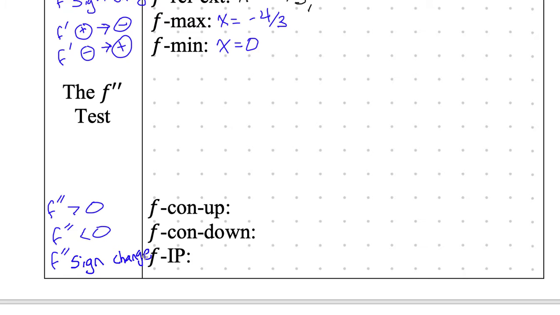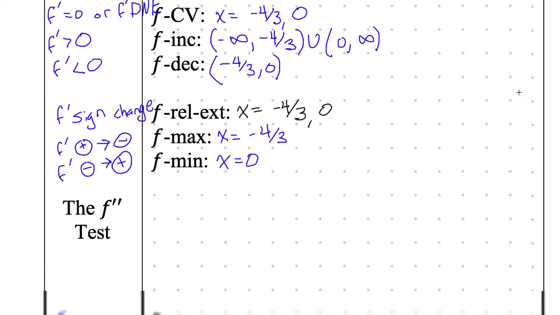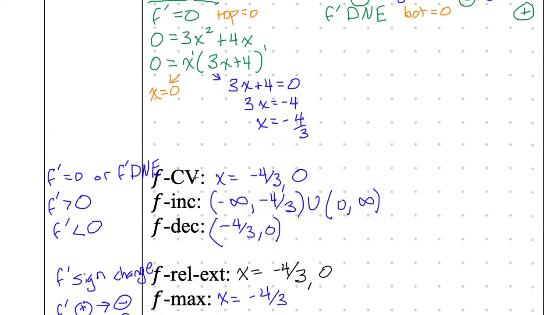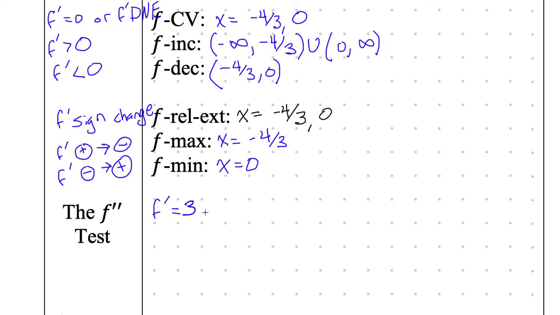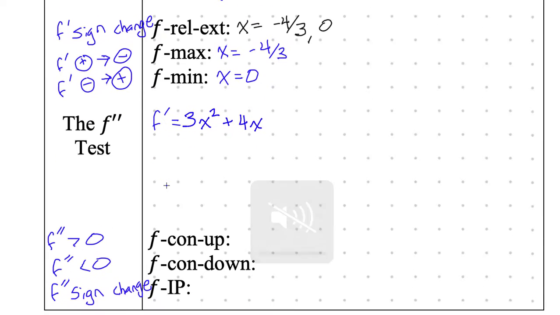So that means we need to take the derivative again. Our first derivative was 3x squared plus 4x, so let's write it down again. F prime was 3x squared plus 4x. So f double prime is going to be 6x plus 4. F double prime is indeed 6x plus 4. And then we do that whole process again.